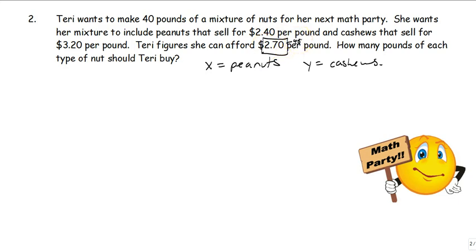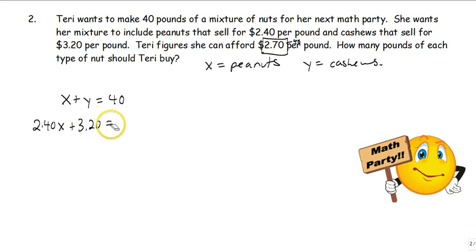So remember, when we do systems, I always talk about we want an equation that just talks about the amount of pounds or a quantity, and then we want an equation for cost. So the first equation we can come up with is we want the number of peanuts and the number of cashews to be 40 pounds. Okay? We also know, and this is where people make the mistake, so be careful, we know that peanuts sell for $2.40 plus cashews sell for $3.20.